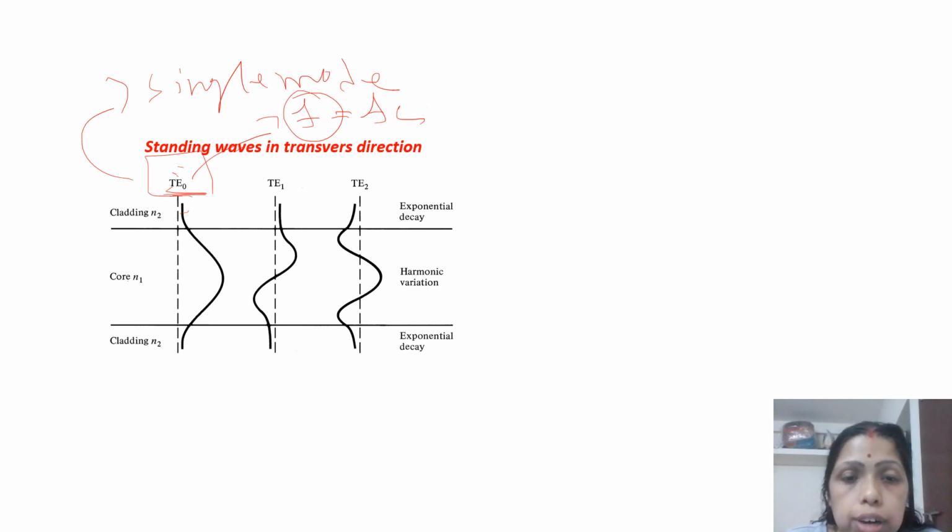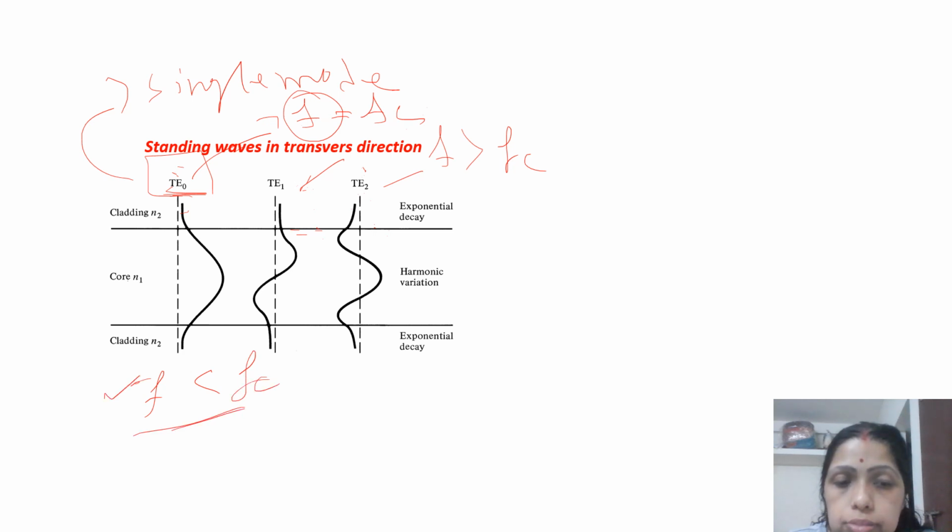Such frequency, wavelength, because of how the light is incident, the distribution is changing. If an optical signal has some frequency which is greater than fc, then it will give those modes. If some frequency is less than fc, it will not give any mode, right?